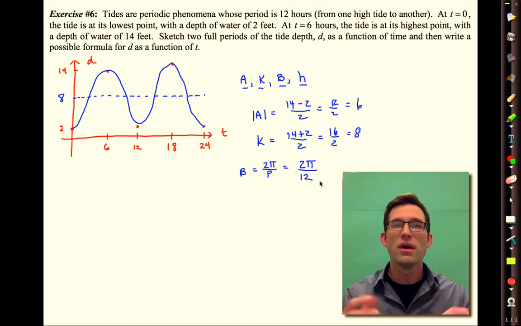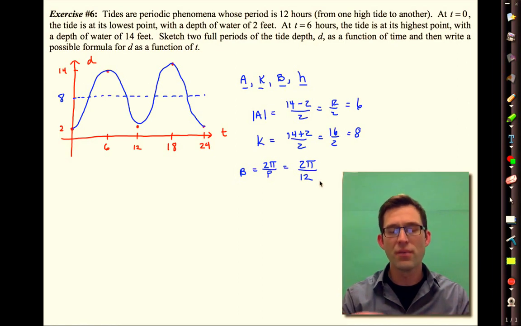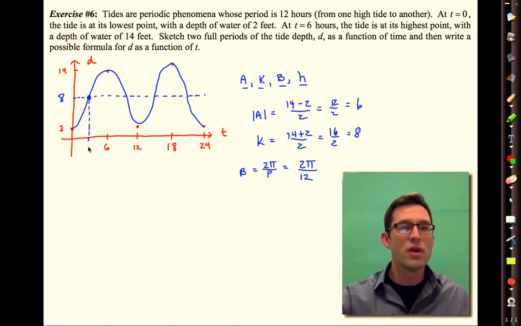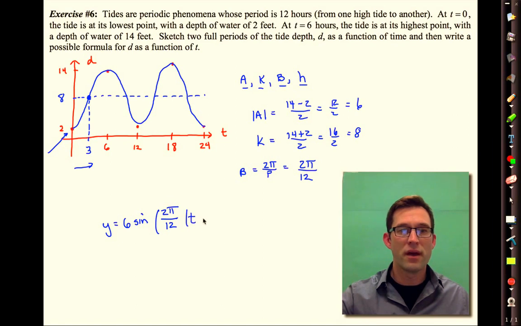So the question is, what do you want to use? Positive sine, positive cosine, negative cosine. I'm going to go with positive sine just so that we can actually get a little bit of a shift in here. You could go with negative sine and negative cosine and have no horizontal shift. I'm going to be going with positive sine. So I'm going to shift it 3 units to the right. So we're going to have y equals 6 times the sine of 2 pi divided by 12 times t minus 3, that was my horizontal shift, plus 8.